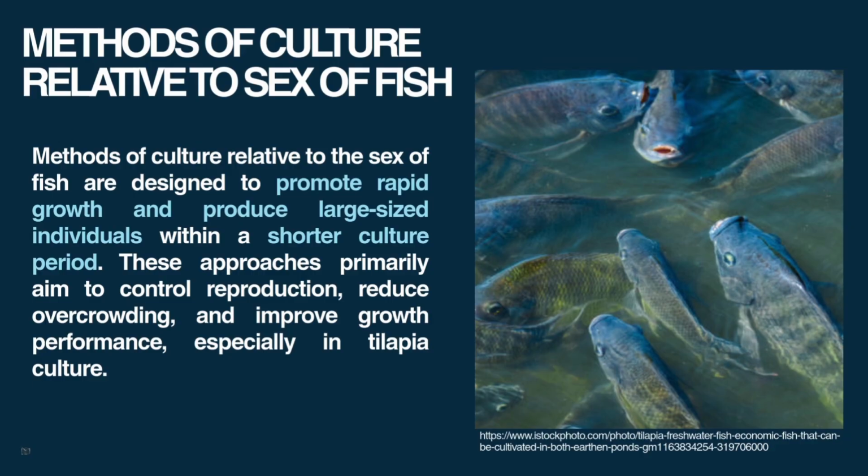Now let's focus on the methods of culture relative to the sex of the fish. These methods are specifically designed to promote rapid growth and produce larger sized fish within a shorter culture period. The main goal of these approaches is to control reproduction, reduce overcrowding, and improve overall growth performance. This is especially important in tilapia culture, where uncontrolled breeding can lead to competition for food and space, ultimately slowing down growth and reducing production efficiency.